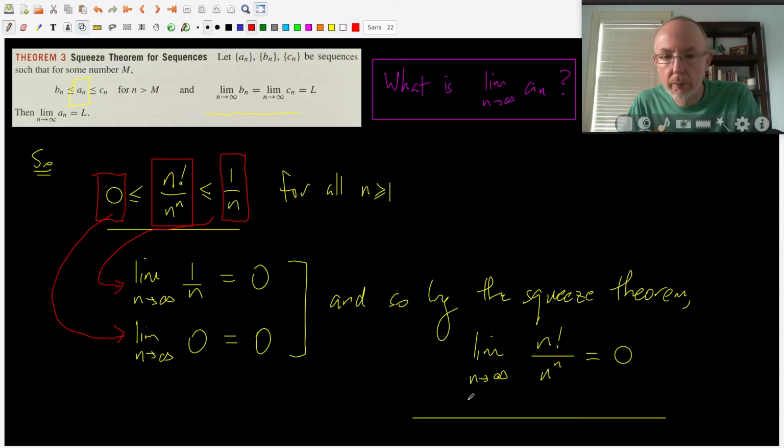And so by the squeeze theorem, this sequence we're interested in also converges to 0. Okay, so that's how we can use the squeeze theorem. Not everything is going to be something we can turn into a differentiable function, so we're going to have to use this idea sometimes. Let's look at some more ideas of convergence for these sequences.